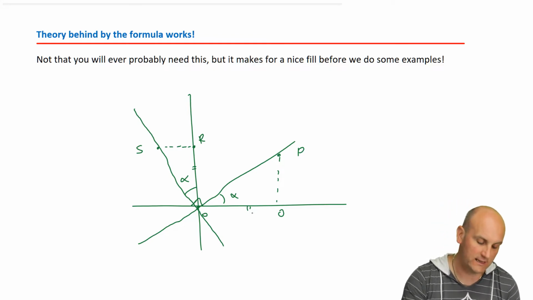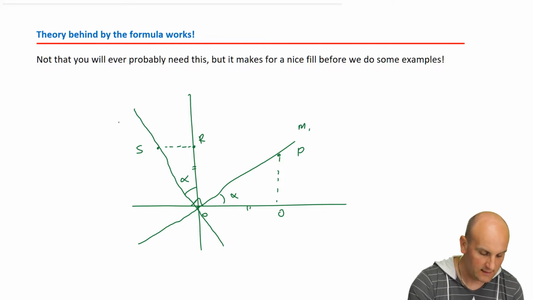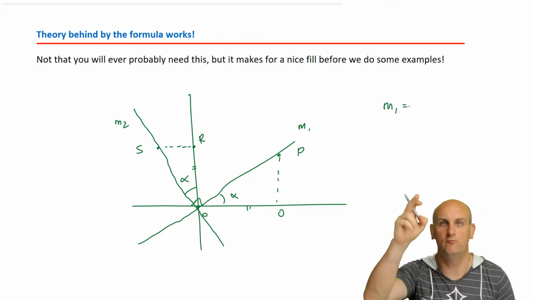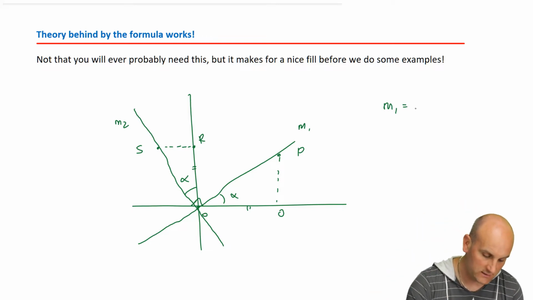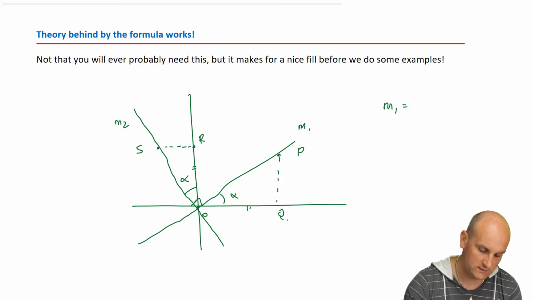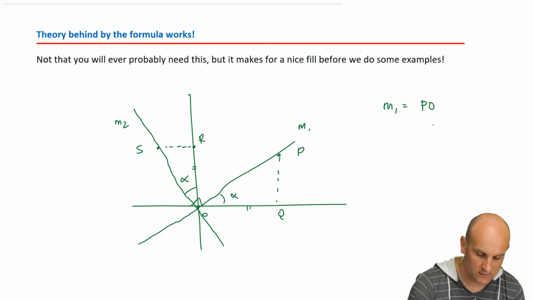Well, let's firstly look at the idea of, we know the gradient. Let's call this M1 and let's call this M2. We know that the gradient M1 is given by rise over run. So that's going to be, we can't call that O, let's call that Q. It didn't really work. So that's going to be PQ, which is rise, divided by OQ, which is run.